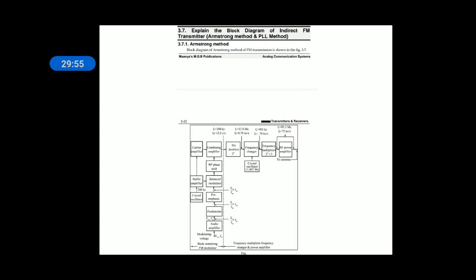And here for wideband FM generation, multipliers and mixers are used. Multiplier changes both frequency deviation, that is your modulation index, as well as carrier frequency, whereas mixer will change or shift only carrier frequency, does not change any modulation index. Generally the frequency deviation used in FM transmitters is 75 kHz.